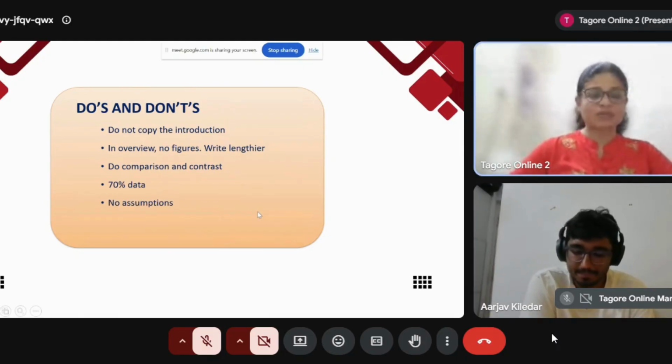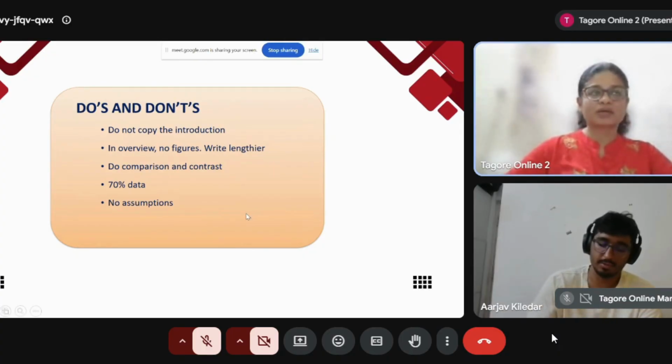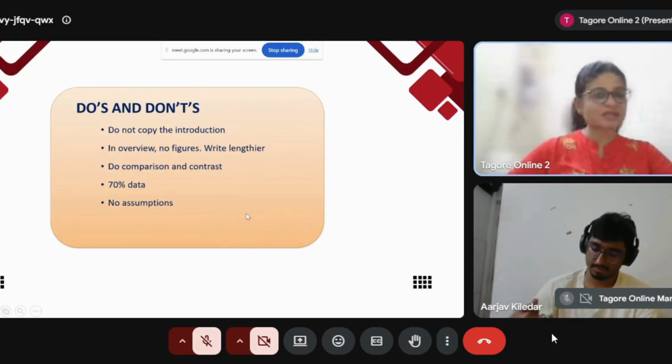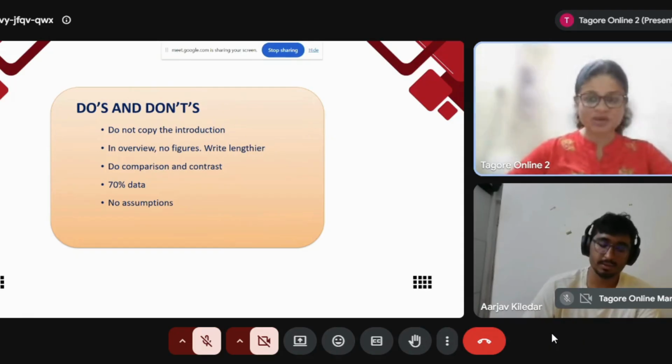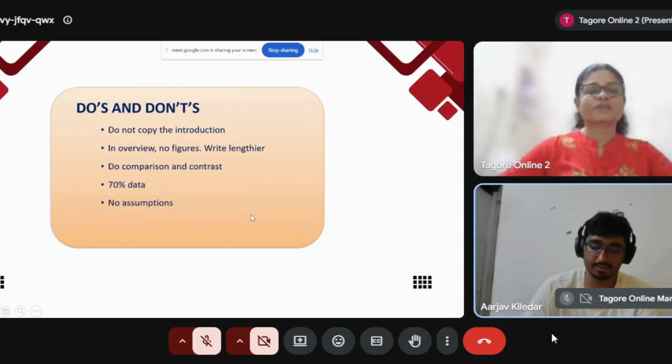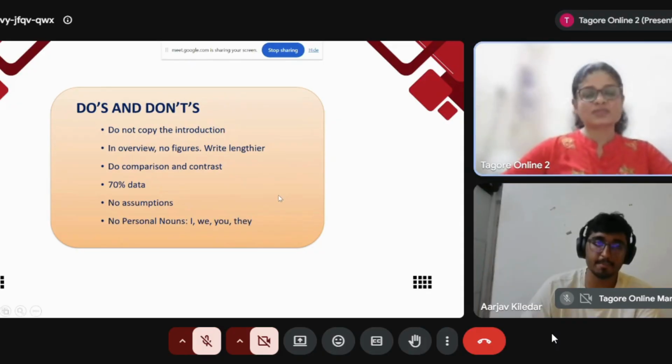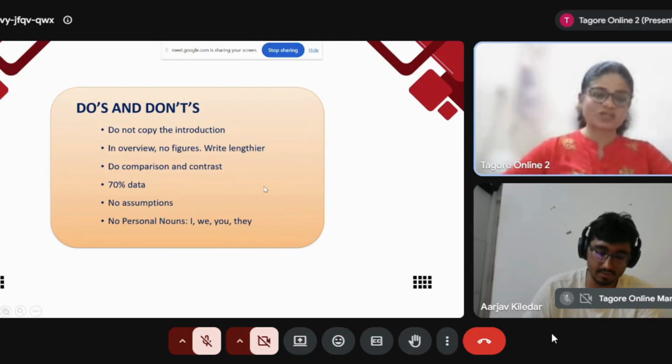No assumptions. That is another thing. So you don't assume in a graph, when things are precisely given to you, there are no assumptions. You're just reading the graph and putting it on paper. Right? Okay. Yeah. And no personal nouns. Like, I feel that, or we could probably think this way for the community. We don't write that kind of language. It has to be a generalistic language. Okay.